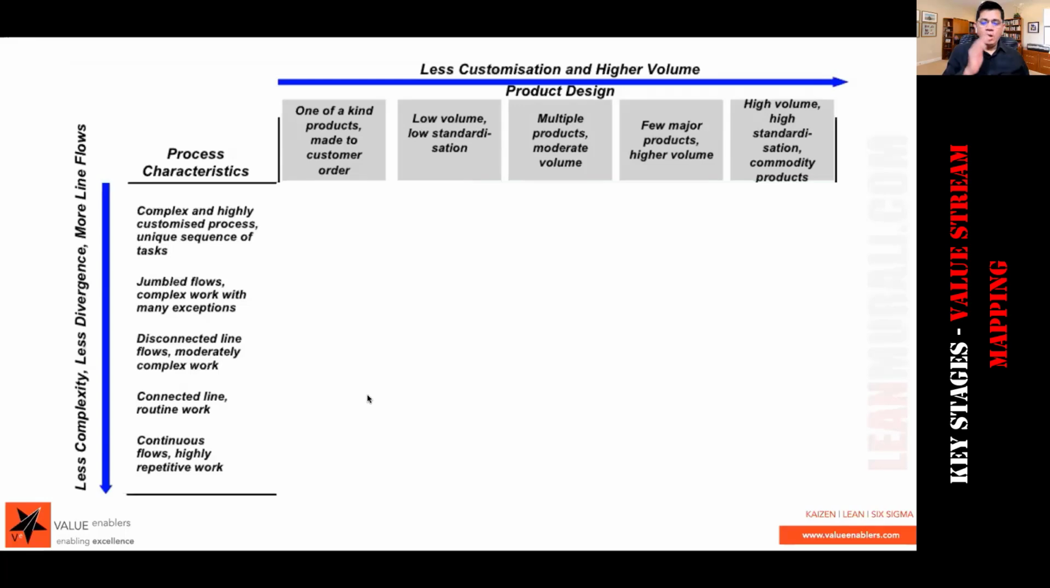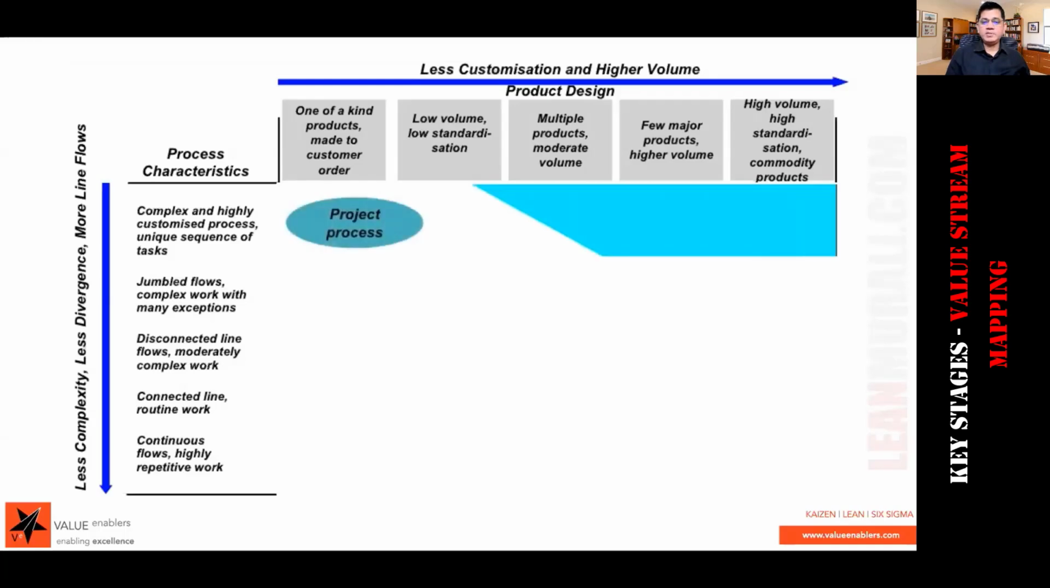Good. So all I wanted you to understand here was that some repetitive continuous flow is possible. At the same time, are you clear about this slide? I want each and every one of you to be clear about the product design, what I have shown here, versus the process characteristic. Sometimes, even though it is one of its kind, it could slightly vary from complex to jumbled flows.